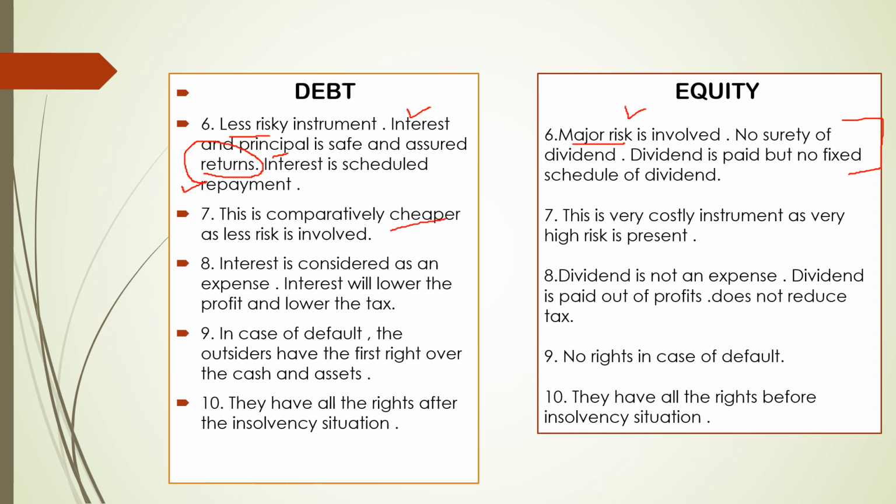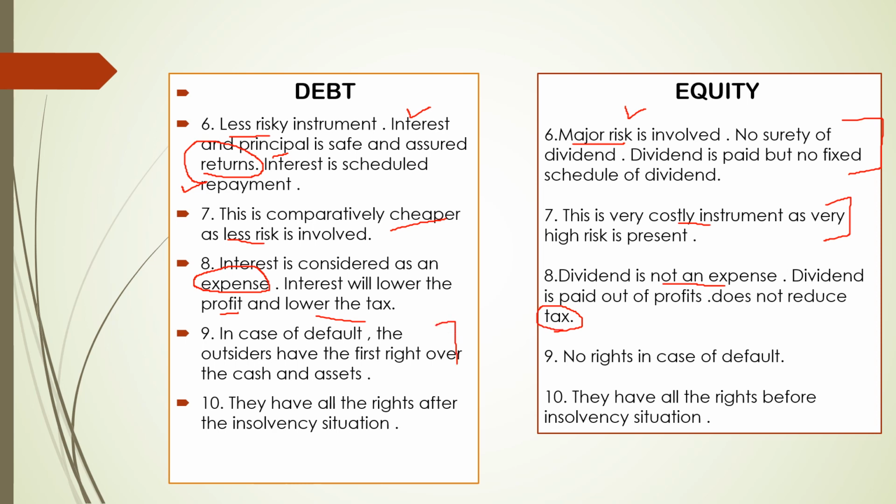And debt is comparatively cheaper also because less risk is involved. The lender is in a very safe position. Equity is a very costly instrument because there is a high degree of risk as compared to debt. Further, interest is considered as an expense. You will be showing it in the profit and loss account on the debit side, and interest will lower the profit and definitely it will lower the tax. And dividend is not shown as an expense. It's paid out of profit. It is a share of the profit. It will not reduce your tax.